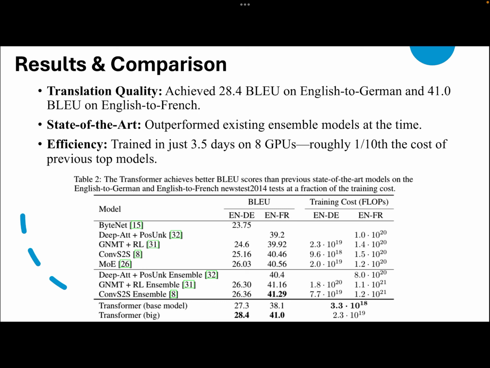So now see the result. The results of this paper are very impressive. The transformer achieved state-of-the-art performance in machine translation tasks. It outperforms previous models like RNN and CNN, as we can see from the result. But more importantly, it was much faster. It was much faster to train. This is because it allows fully parallel processing.